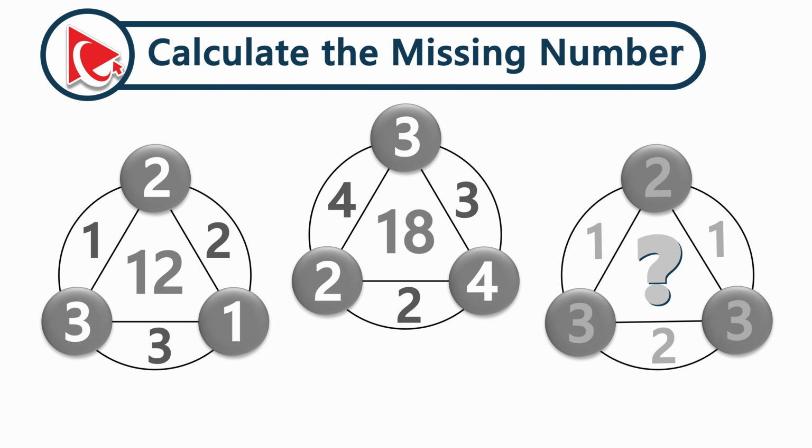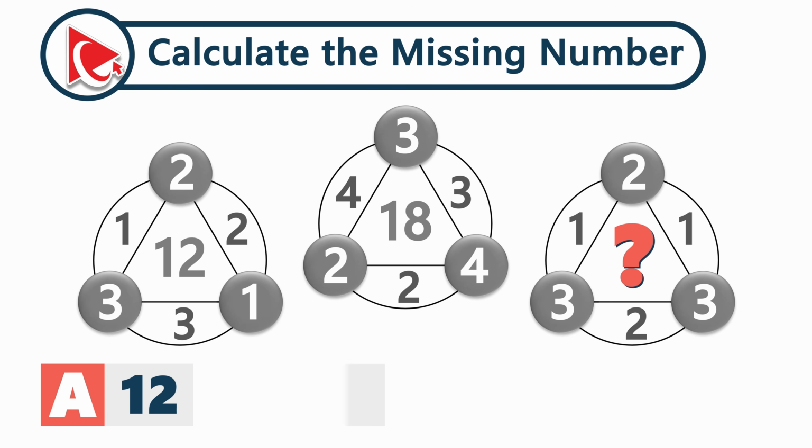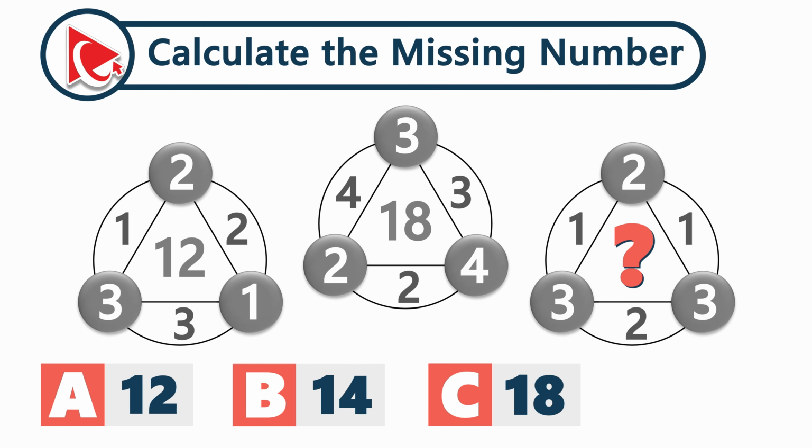The third shape has numbers 3, 2, and 3 on the outside, numbers 1, 1, and 2 on the inside, and the missing number in the middle, which you need to calculate and select your answer out of 4 possible choices: A, 12, B, 14, C, 18, or D, 24. Can you try to solve it on your own and choose the right answer?